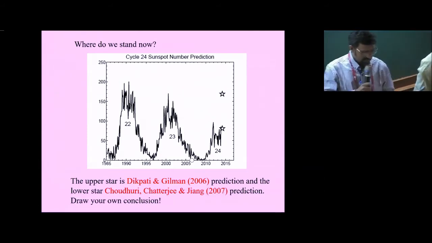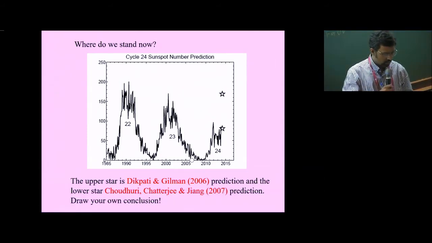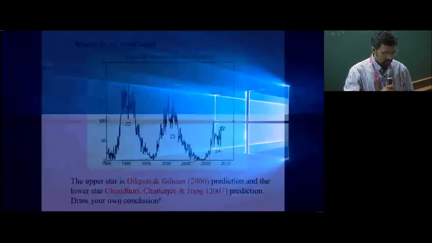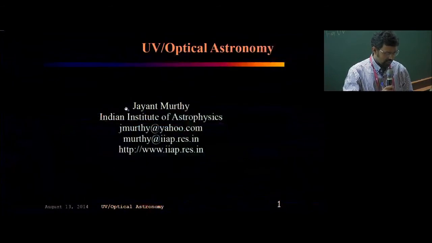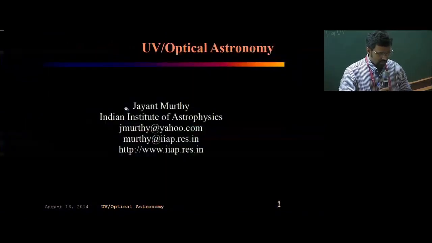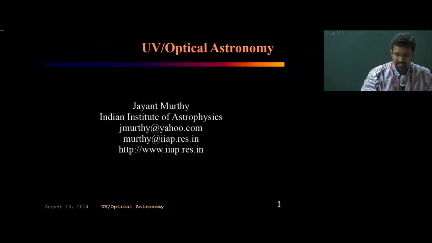He is the president of Commission 21 of IAU. He is a member of Astronomical Society of India, American Astronomical Society. And he encourages students to participate in the citizen science. He is very much interested in that. He loves it. So I request Professor Jayanth Murthy to come over the stage and give his lecture. Thank you.